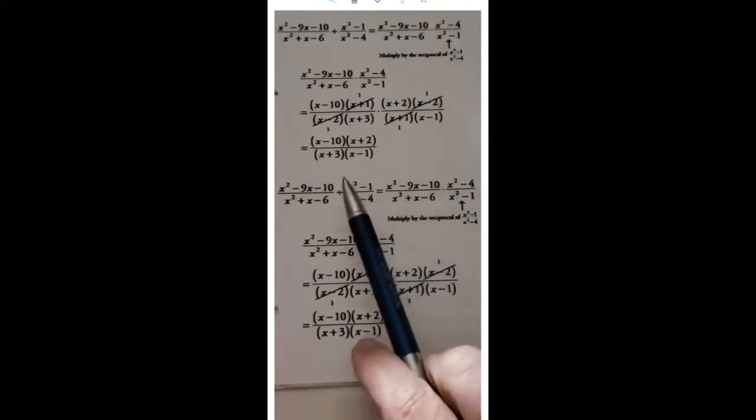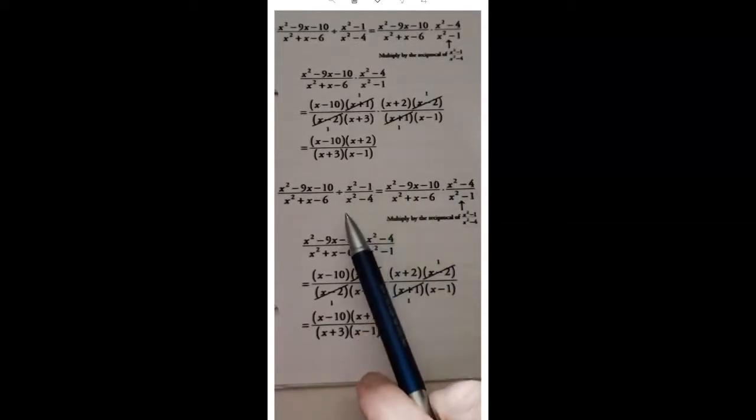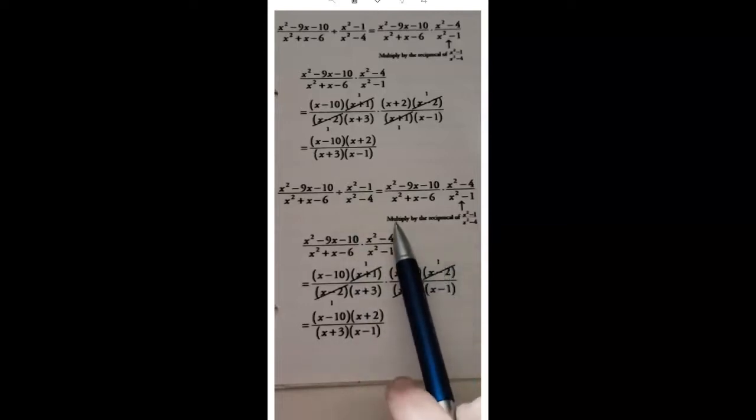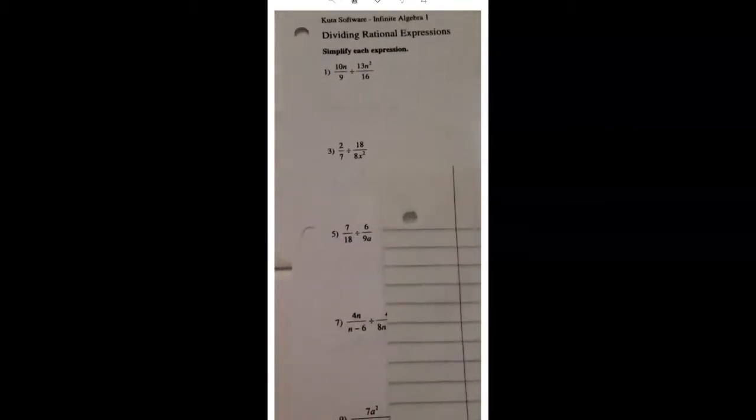Again, make sure that we cross them off after we've already done the multiplication and the reciprocal, which is flipping the second fraction. So let's do a couple of these. It's dividing rational expressions. I want to look at number 5.